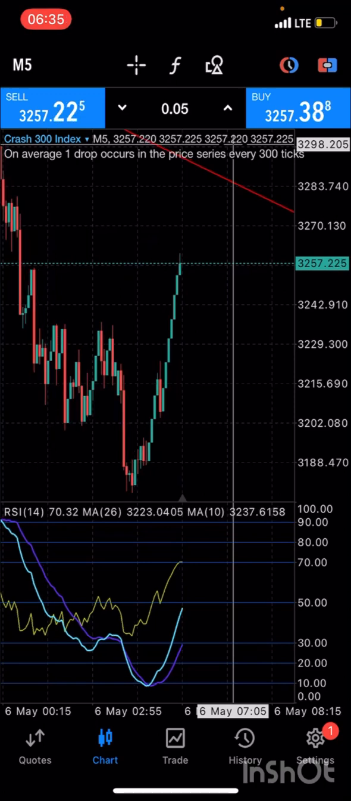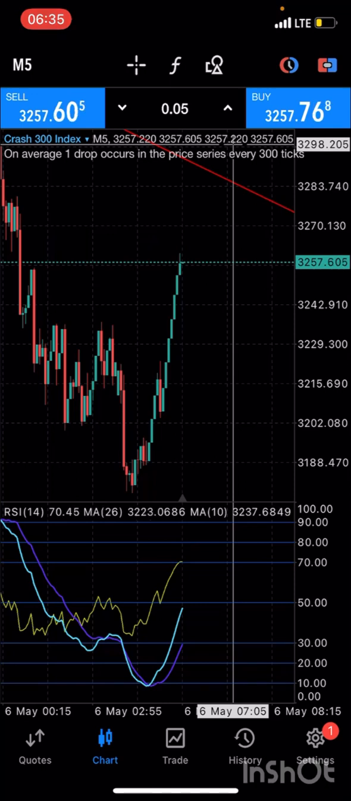And you have to know the lot size you're using. You don't have to use just any lot size. Know the lot size you're using for each account, so that when you're placing your SL, it's not going to take a lot from you. So that's how this is going to be working.